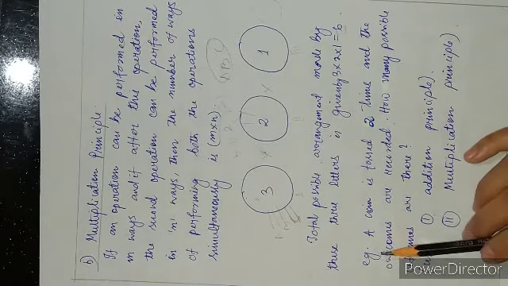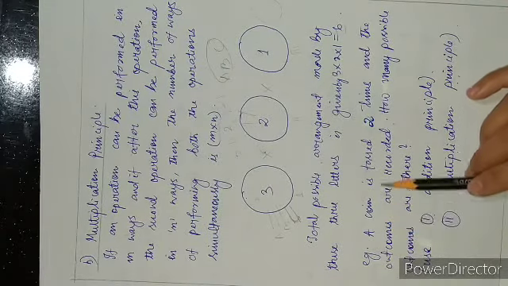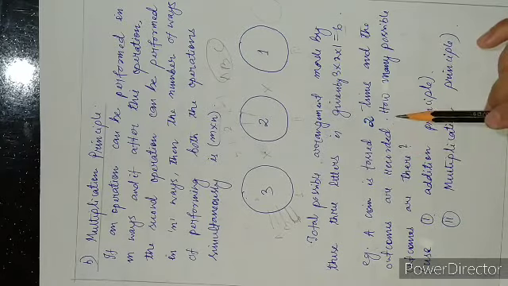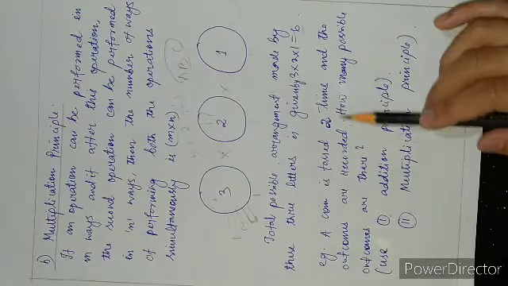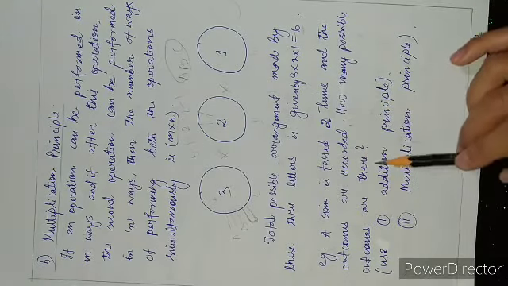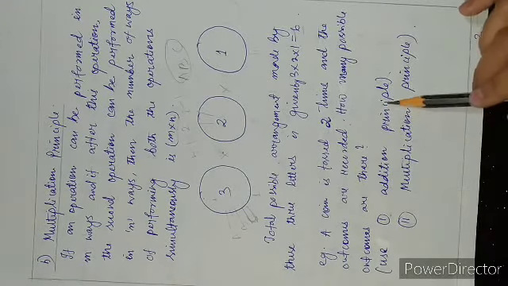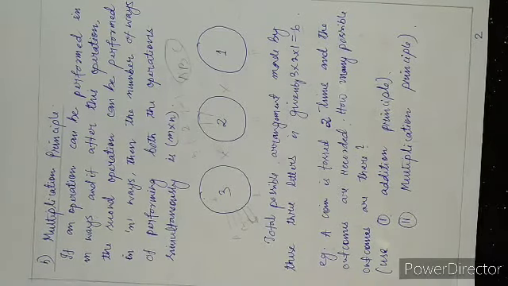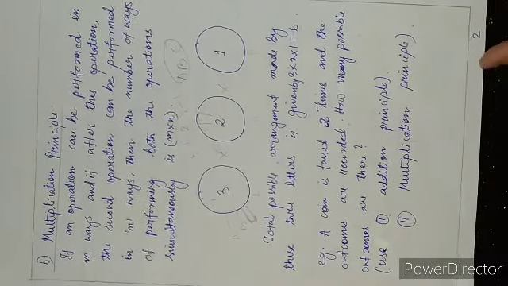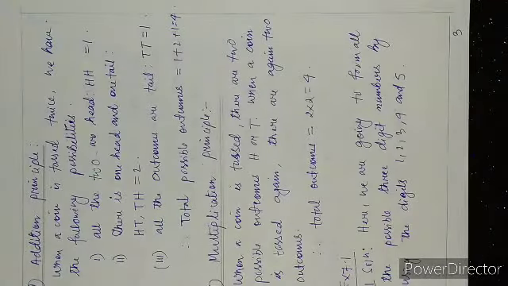Example: a coin is tossed 2 times and the outcomes are recorded. How many possible outcomes are there? Use number 1, the addition principle, and number 2, the multiplication principle. First we use the addition principle.